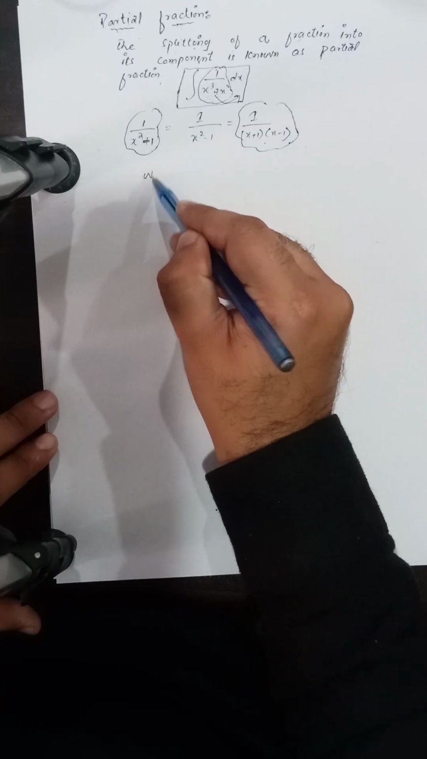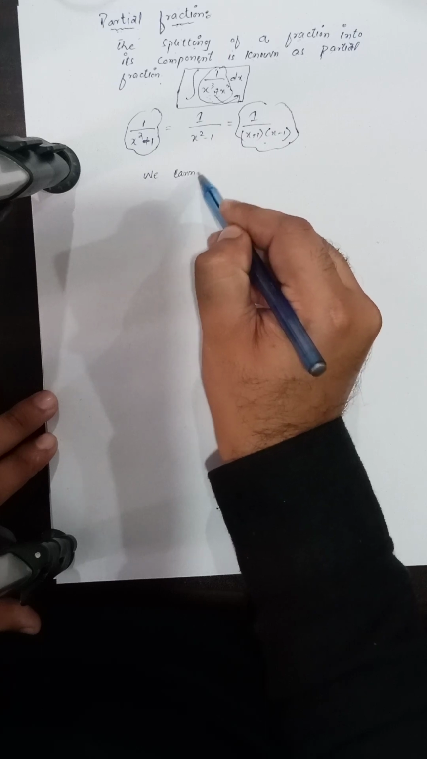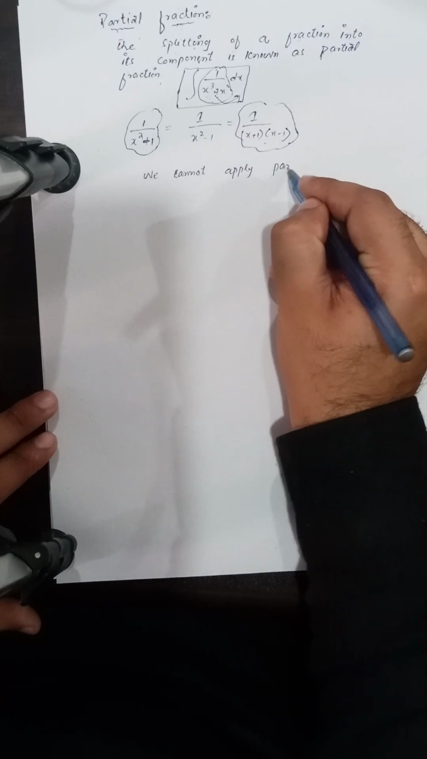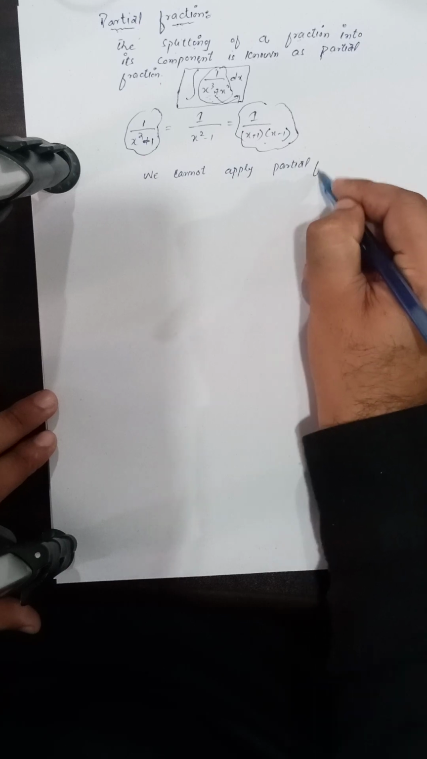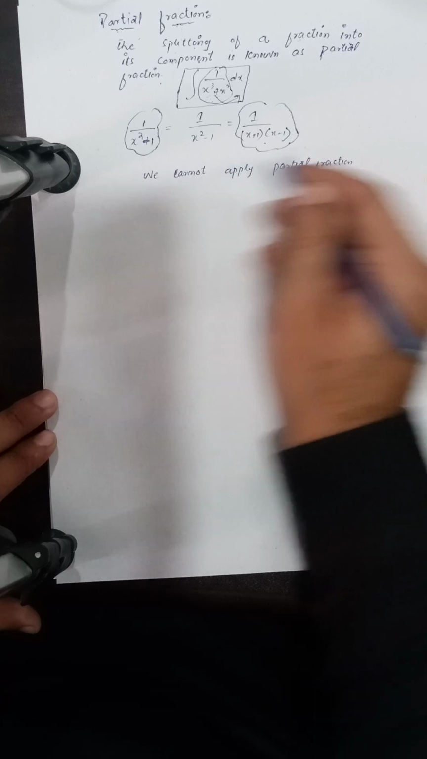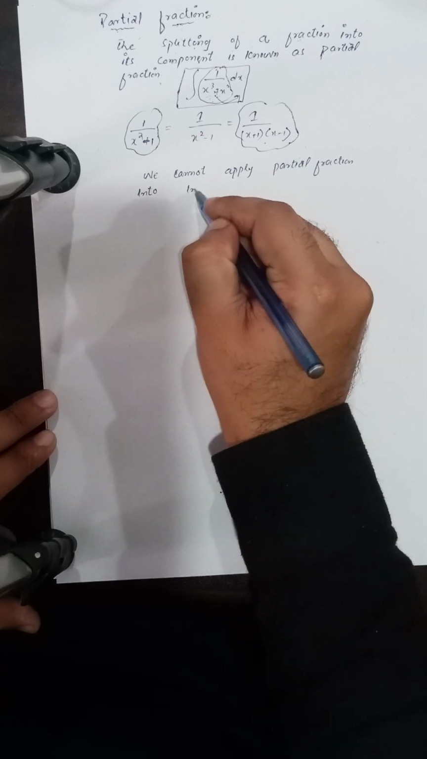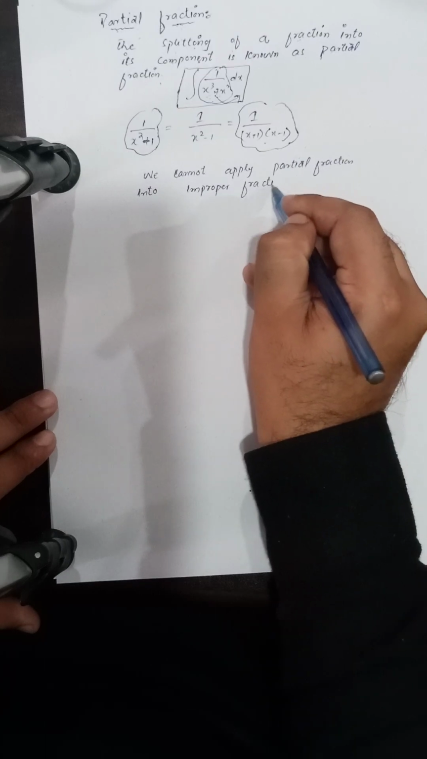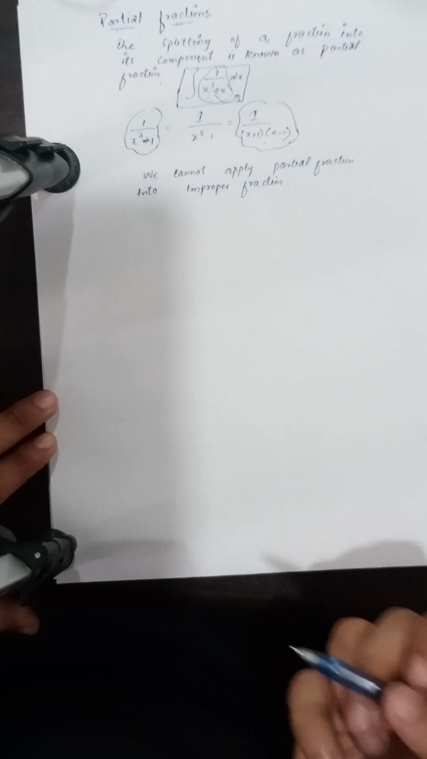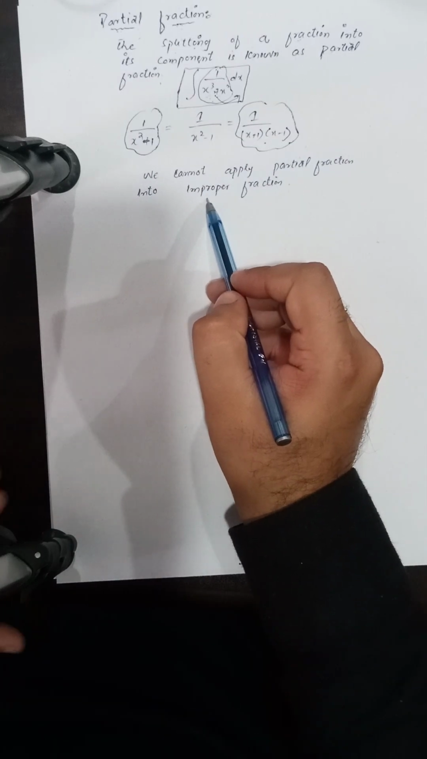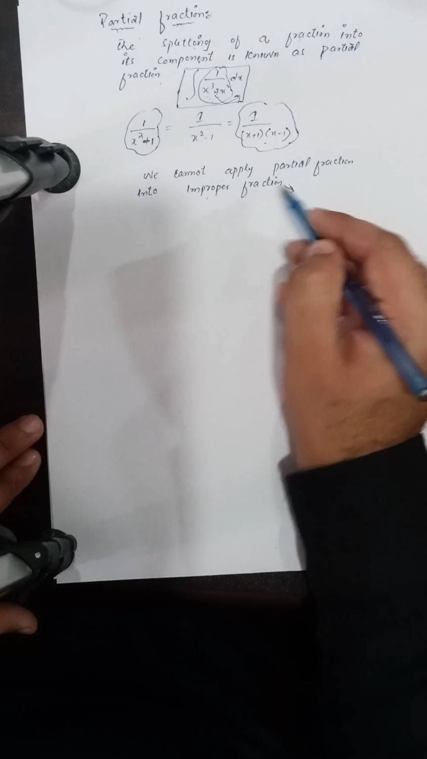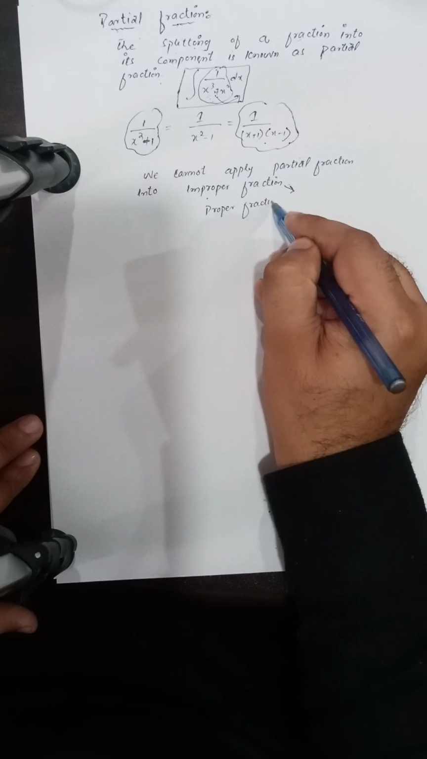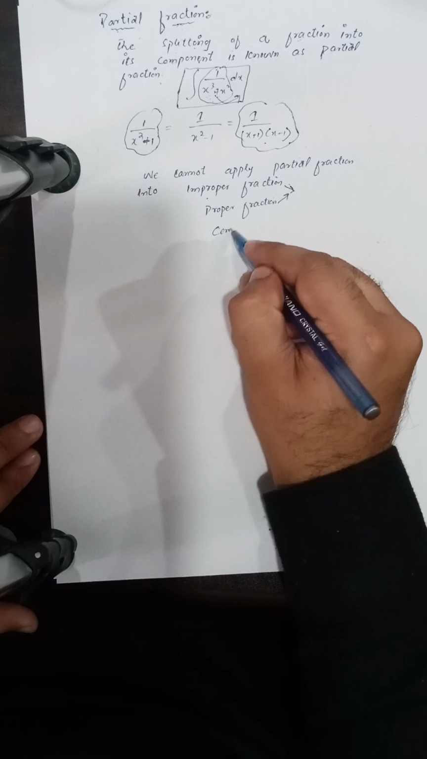For example, we cannot apply partial fraction to an improper fraction. There are three types of fraction. One is improper fraction, the other one is proper fraction, and one is compound fraction.